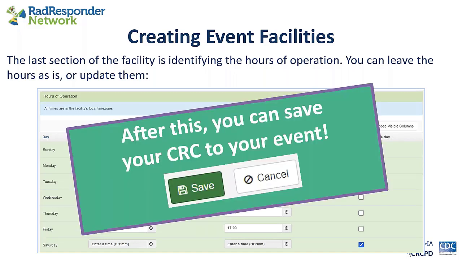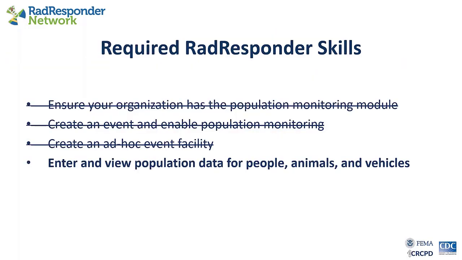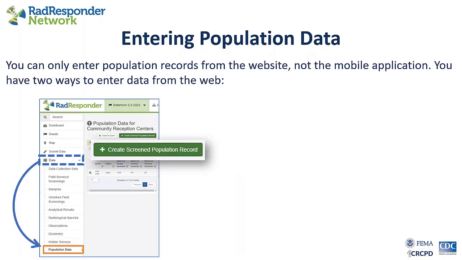be created and added. The last RadResponder skill you're going to need is to actually enter the population data for people, animals, and vehicles. When you are ready to enter that population data, which you are going to receive most of the data from the CRC Simpler tool, you must do so via the website. So I mentioned earlier that for this drill, I recommend only using the website, and this has to be the case when you're entering data since we do not allow for population data entry on the mobile application right now.